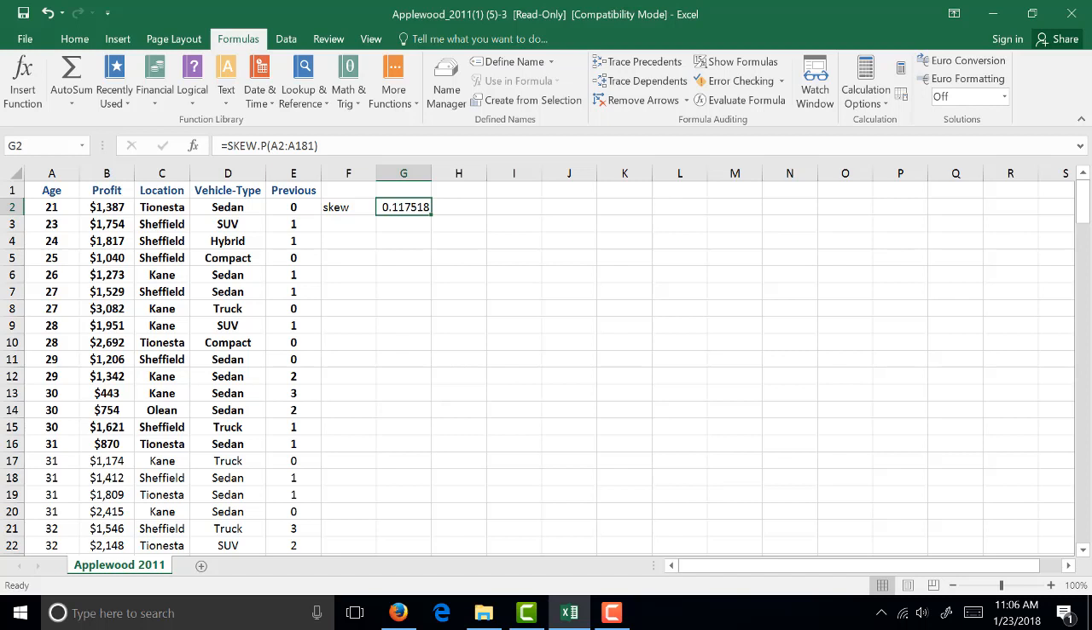Since this is positively skewed data, this means that our tail is longer and more drawn out to the right. If it was negative, then it would be more long and drawn out to the left.